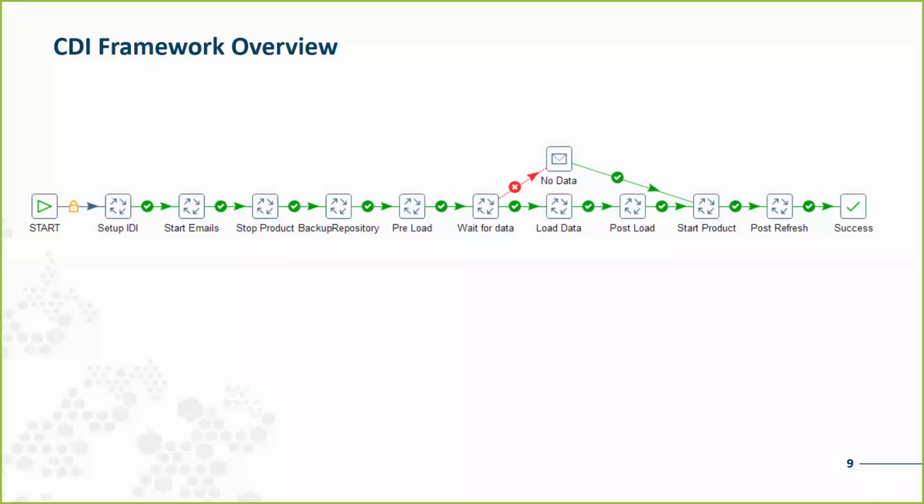So the framework itself looks something like this. This is opening one of the CDI framework.kjb file in Spoon. Spoon is a graphical user interface that allows you to design and create jobs or transformations within Kettle.